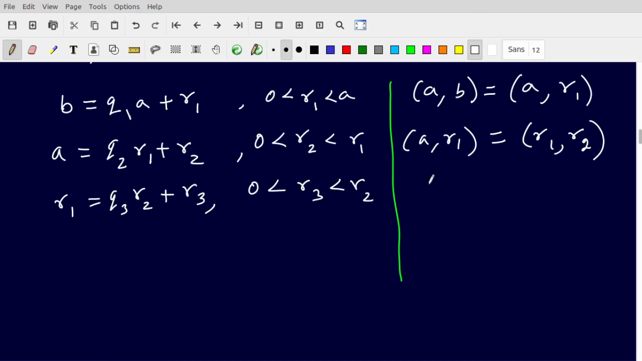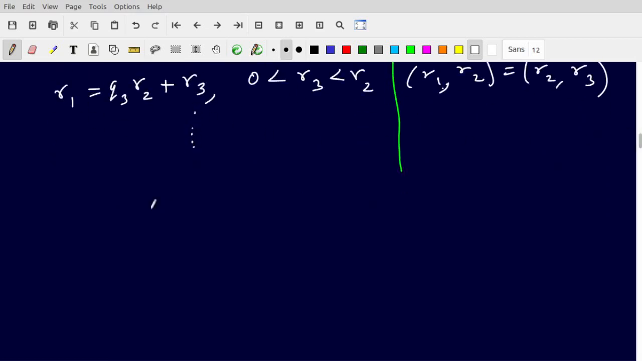This is an R2. In that case, R1 comma R2 is R2 comma R3. So R1 is replaced by the remainder. Okay, so you proceed this until you get a zero remainder, right? The last equation will be the following: R n minus 1 equal to Q n plus 1 Rn plus Rn plus 1. Here Rn plus 1 is 0, right?